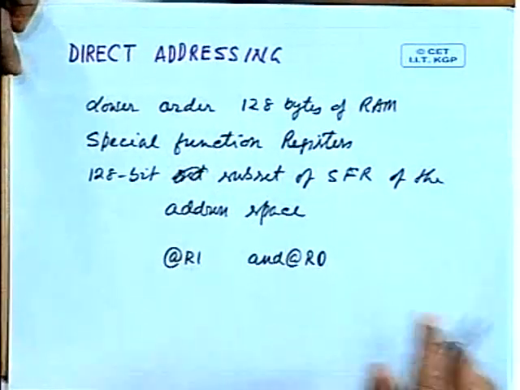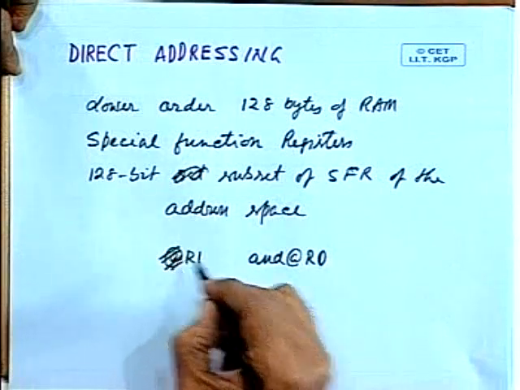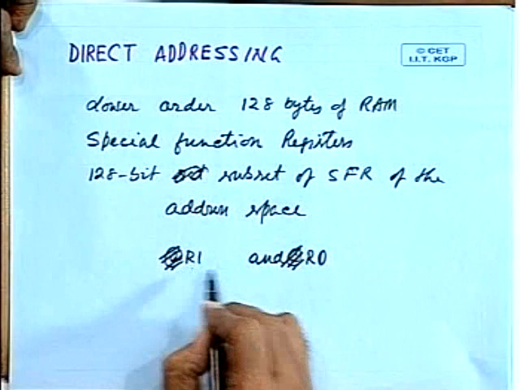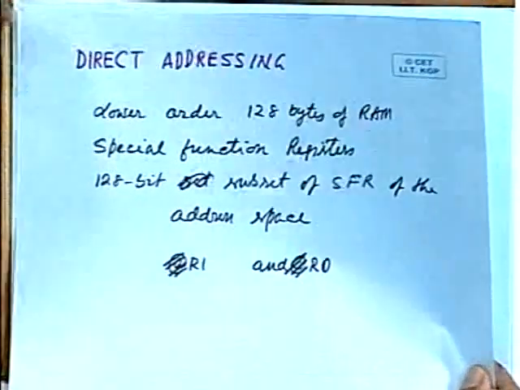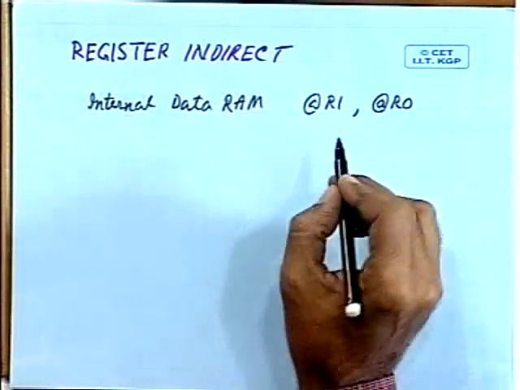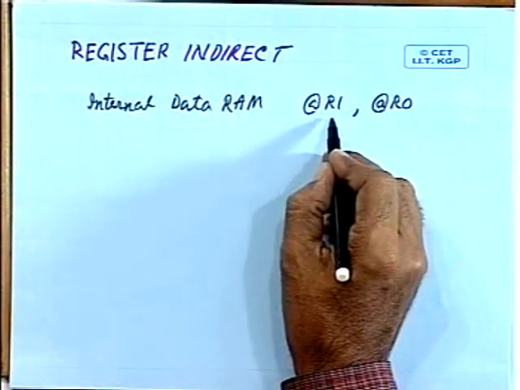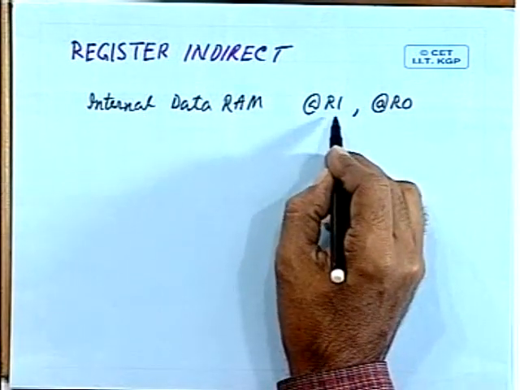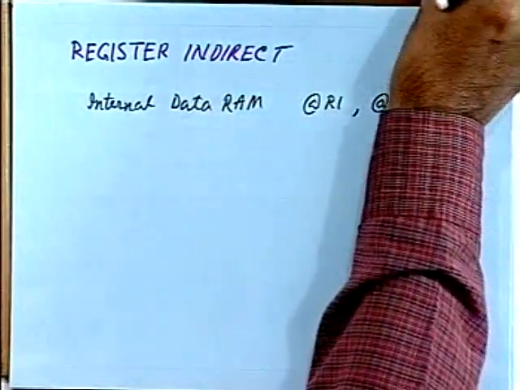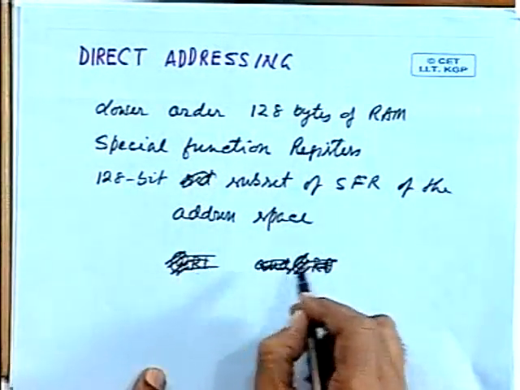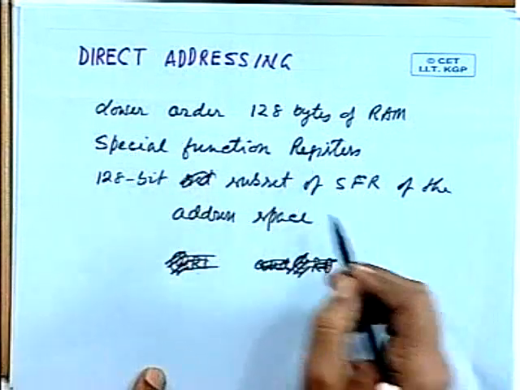Whenever you use direct addressing, this symbol is not used. This is used for indirect addressing. So only R1 and R0, these are used for direct addressing, not the at the rate. And only in case of indirect addressing, this at the rate is used. And so internal data RAM can be indirectly accessed with the help of this R1 and R0.